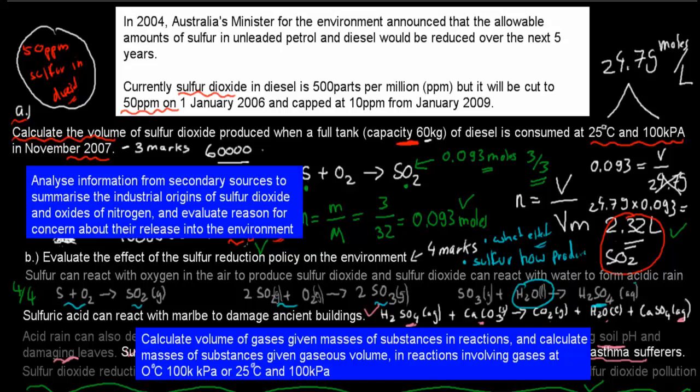And where do these questions come from? Well, the first one comes from: analyze information from secondary sources to summarize the industrial origins of sulfur dioxide and oxides of nitrogen and evaluate the reasons for concern about the release into the environment. So that was your 4-mark question, your B, that comes from this one. The first one, the calculated volume, came from this one: calculate volume of gases given masses of substances in reactions, and calculate mass of substances given gaseous volumes in reactions involving gases at 0 degrees Celsius and 100 kilopascals, or 25 degrees Celsius and 100 kilopascals. In this case, we had a 25 degrees Celsius and 100 kilopascal question. I hope that was useful.